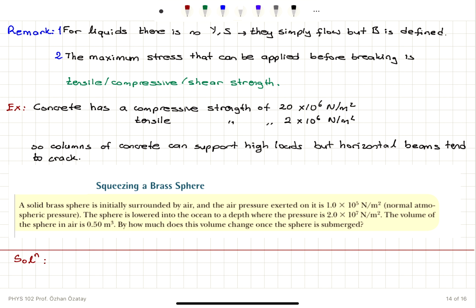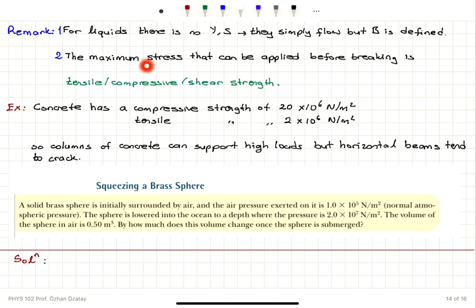Now, we have two important remarks here. These definitions, Young's modulus, shear modulus, and bulk modulus, work very well for solids. For liquids, we don't talk about Young's modulus or shear modulus because they simply flow, but bulk modulus is defined. We can change the pressure on a fluid.